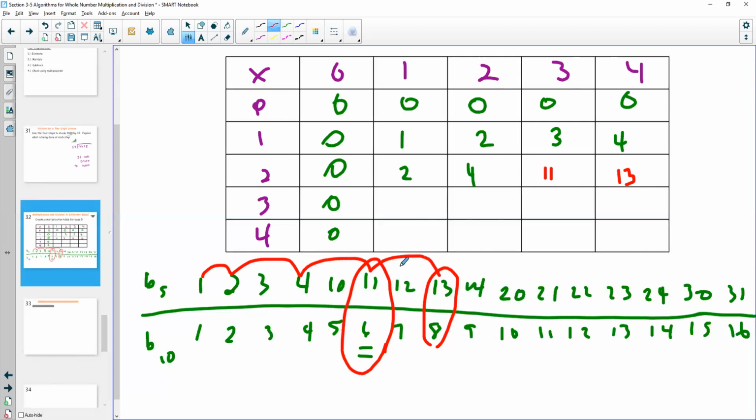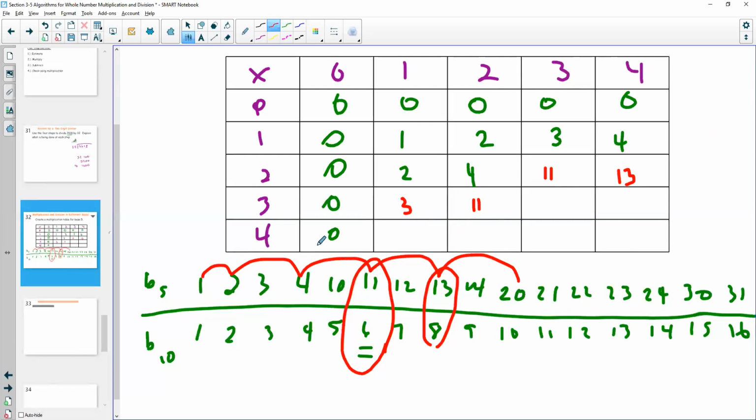I can do jumps of 2. The next 2 would be here, okay? Now let's do 3s. 3 times 1 is 3. 3 times 2 is the same as 6 again. I already know that 6 is worth 11. 3 times 3 is 9.